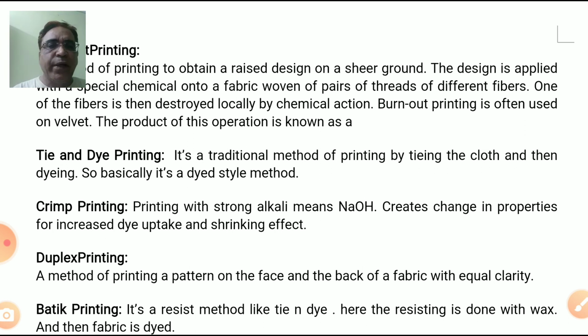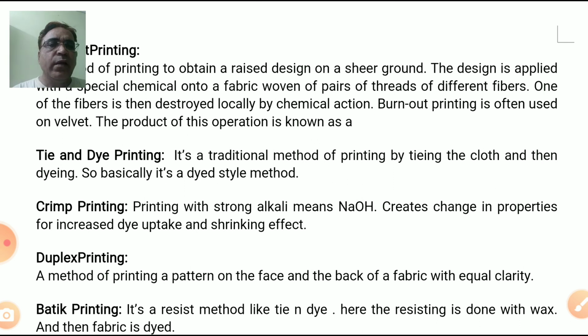Next is your crimp printing. Crimp printing is basically the effect of strong alkali. As we know, if we treat cotton material with strong alkali, meaning sodium hydroxide, it swells, and of course more dye is taken in that area. This is the property of strong alkali on cotton. So if we print the cotton material with NaOH, the material shrinks. If you do not stretch it, the material shrinks and it gives you a crinkle effect.